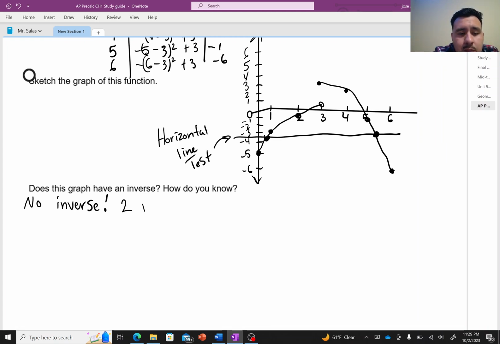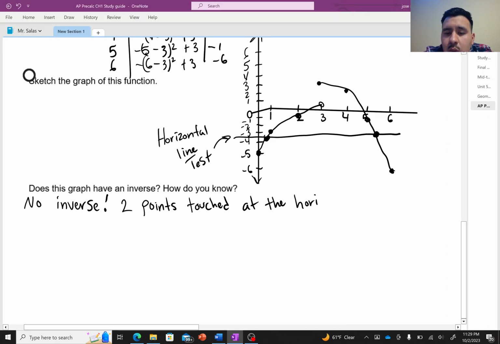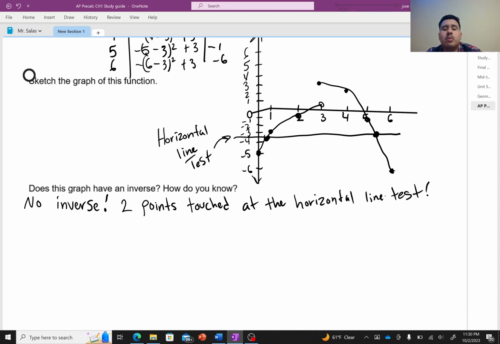If 2 points are touched at the horizontal line test, so 2 points touch at the horizontal line test, then just because it touched the graph at these 2 points, it does not have an inverse, okay?